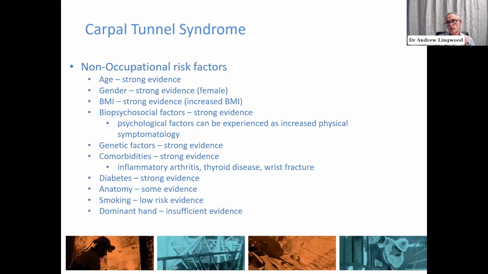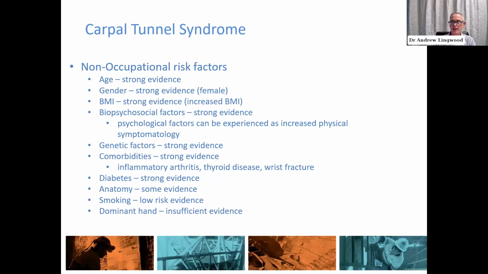Genetic factors and family history are important as well. Some people might have a congenitally smaller tunnel, which makes it more likely. There is a bit of evidence about smoking as well. This point down the bottom about the dominant hand, what we're talking about there is a condition more likely to be present in the hand a person uses more frequently because it's their dominant hand? And there's not a lot of strong evidence that that is the case.